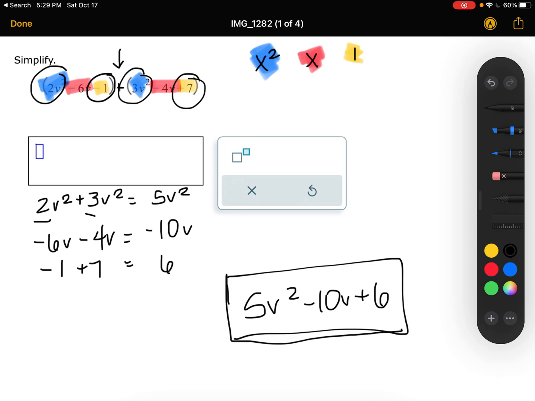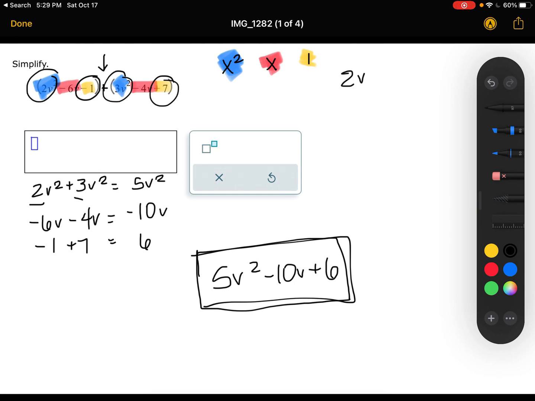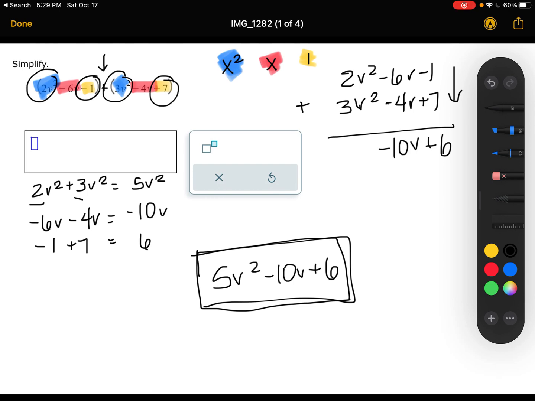This is my answer. Some people stack the question like this. They'll write the first expression and then 3v squared minus 4v plus 7 beneath it, and then just say, okay, this is just adding, and they'll work down. And you'll get essentially the same thing. It doesn't matter which way you want to do it. If you want to do it this way, that's fine. If you need to be like me and look at these things first and do it that way, that's fine too. You'll get the same answer either way.